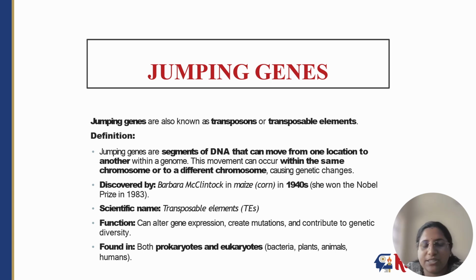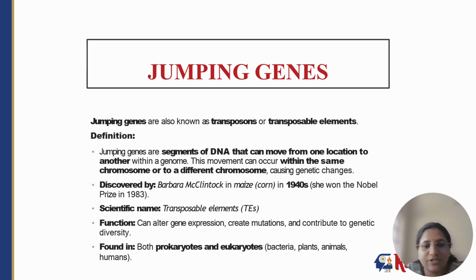Jumping genes are very important. They are also called transposons or transposable elements. These are segments of DNA that can move from one location to another within the genome. This movement can occur within the same chromosome or to a different chromosome, which causes genetic changes. They were discovered by Barbara McClintock in the 1940s, and she won the Nobel Prize for this in 1983. Their scientific name is transposable elements or transposons.